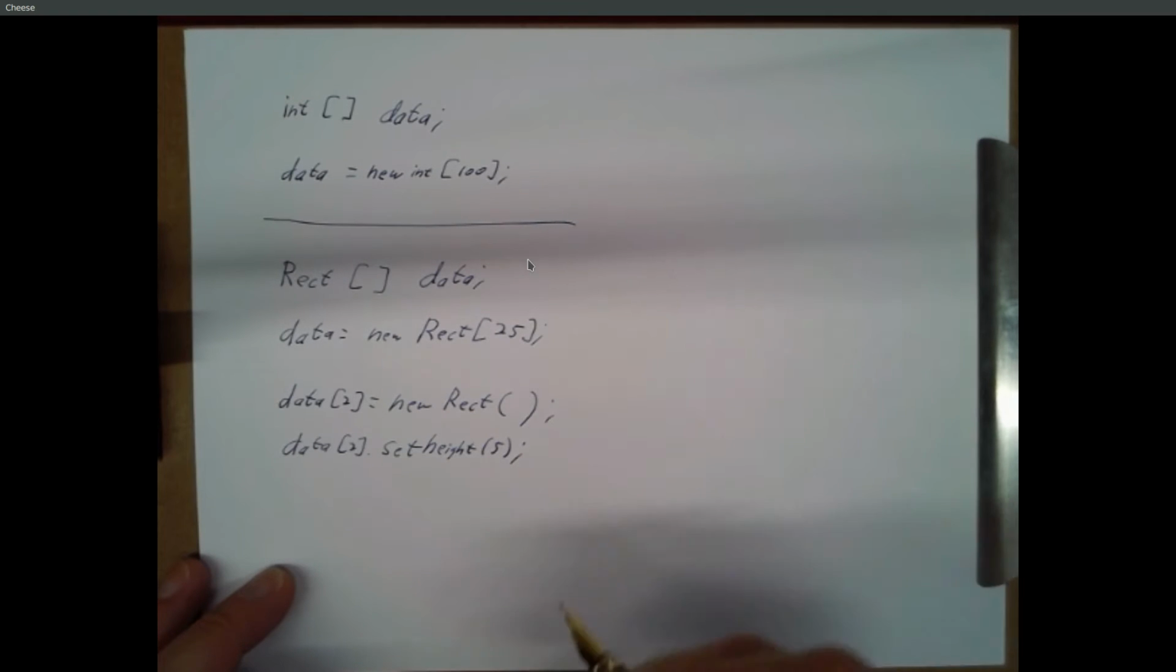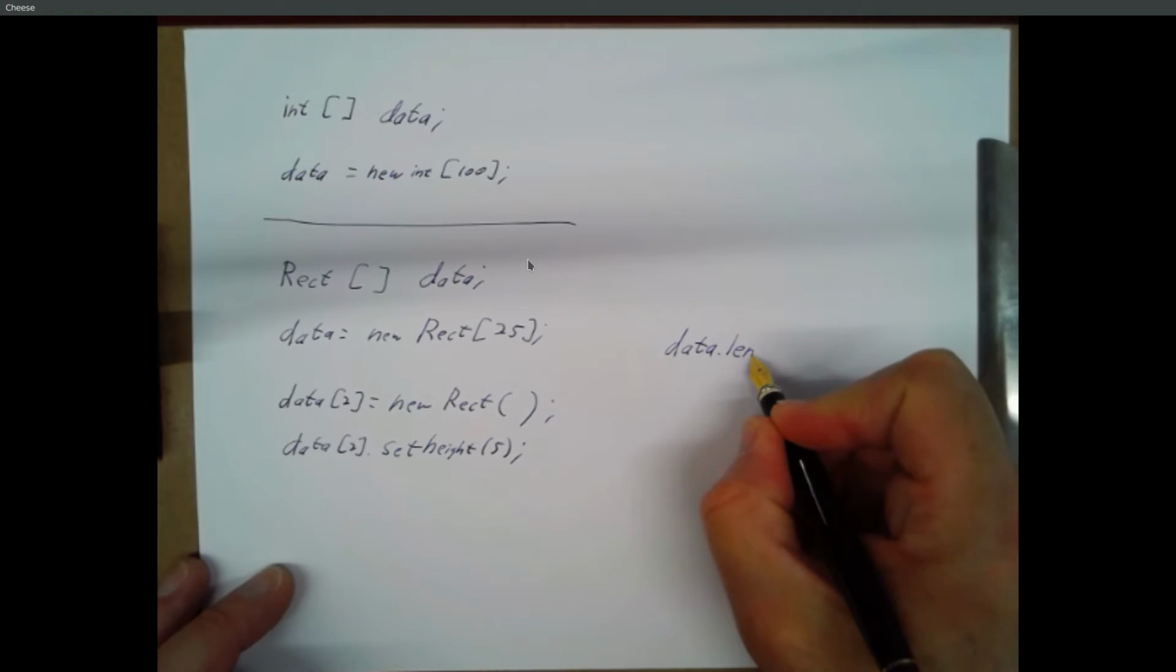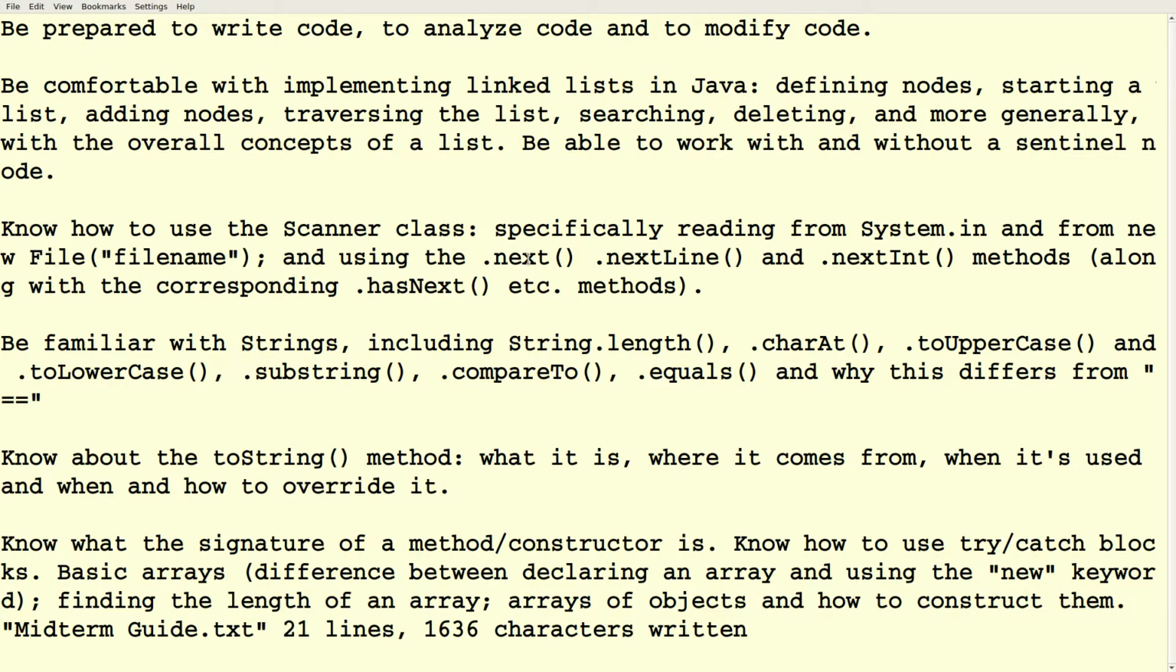And then if we want to know the length of the array, again, it's just data dot length. No parentheses. We're not calling a method. With strings, you're calling a method which goes through and counts up how many letters are in your string. With arrays, there's a field in the array called length, which tells us how many elements there are. Alright, so the difference between declaring an array and using the new keyword, finding the length of an array, arrays of objects, and how to construct them.